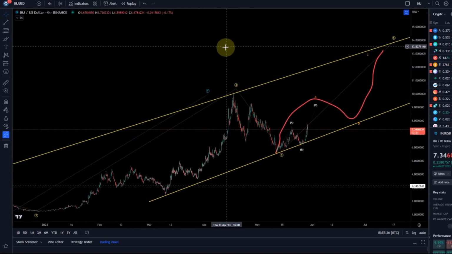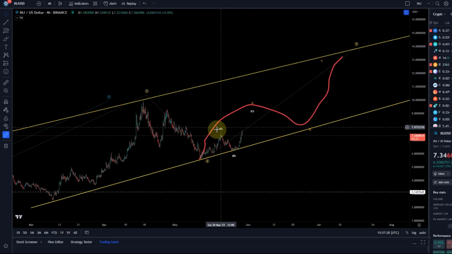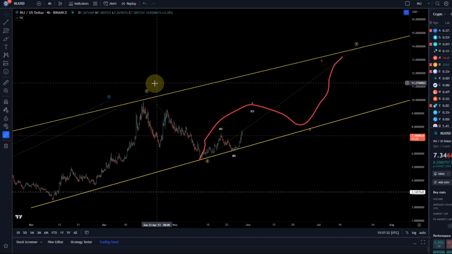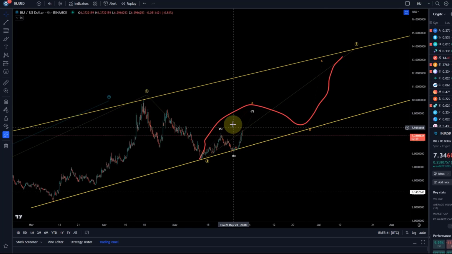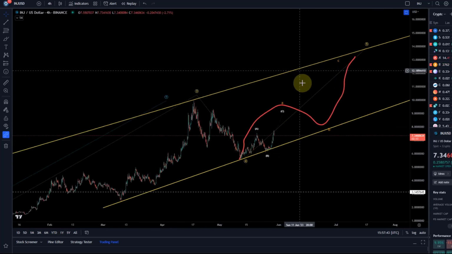This is too short for the main A wave. So let's zoom in a bit. This is too short for the main A wave because with the Fibonacci extensions and looking at the proportions, we would never get up there. And we need to get at least above the wave 3 top level, and that would be above $10. Otherwise, this is an unreliable chart. So we want to make a new high here.